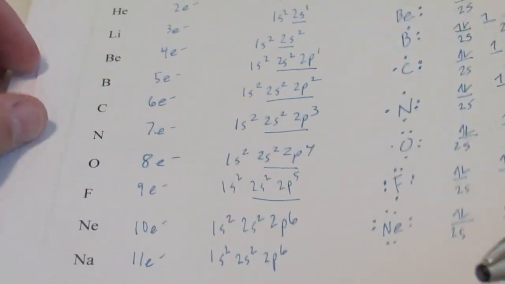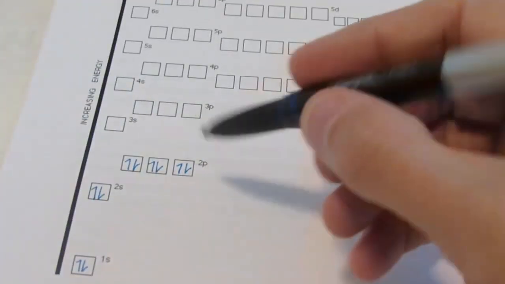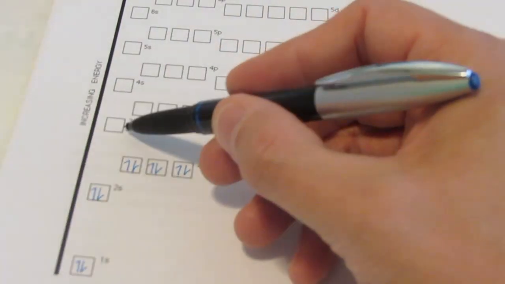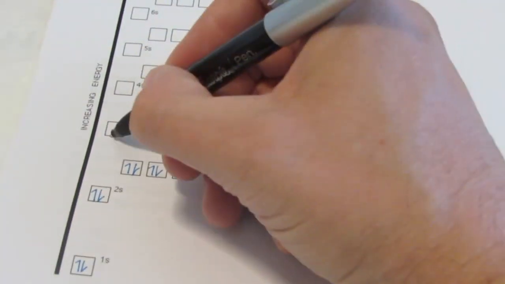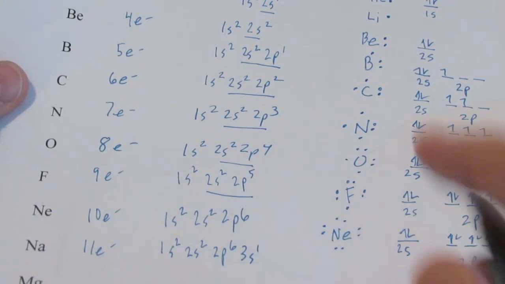Now let's look at our hotel diagram here. After 2p6 is full, we can either go to the 3s or 3p. 3s is lower energy, so we're going to put 1 electron there. So it ends with 3s1.